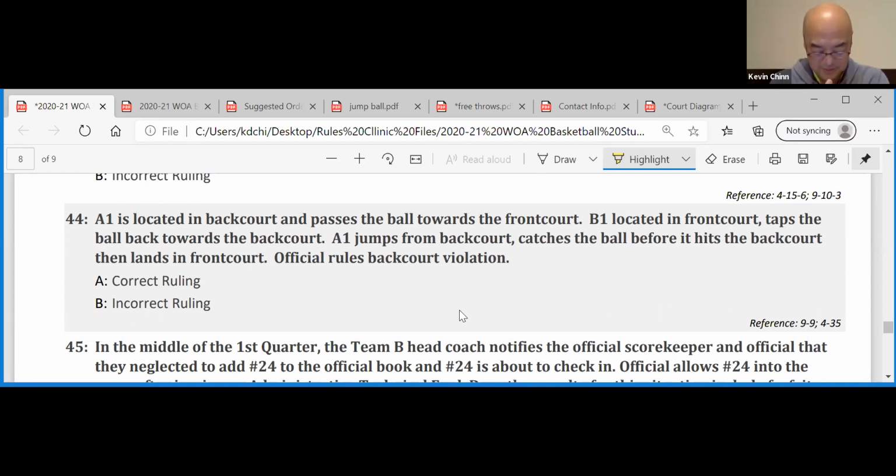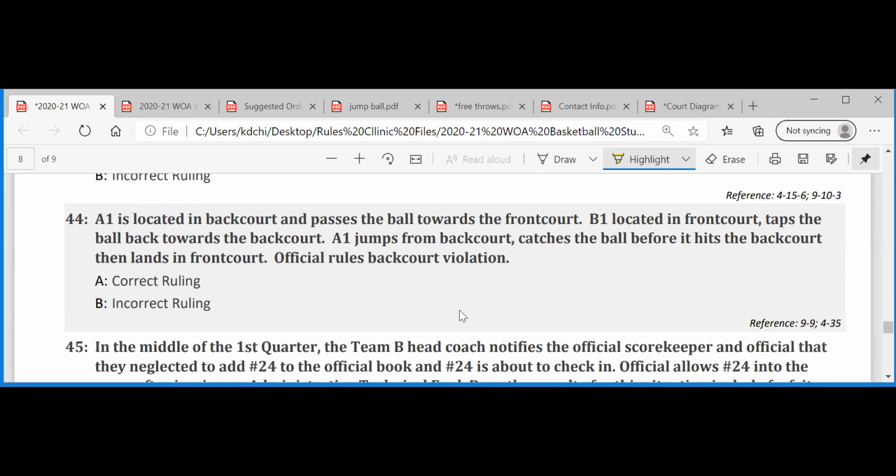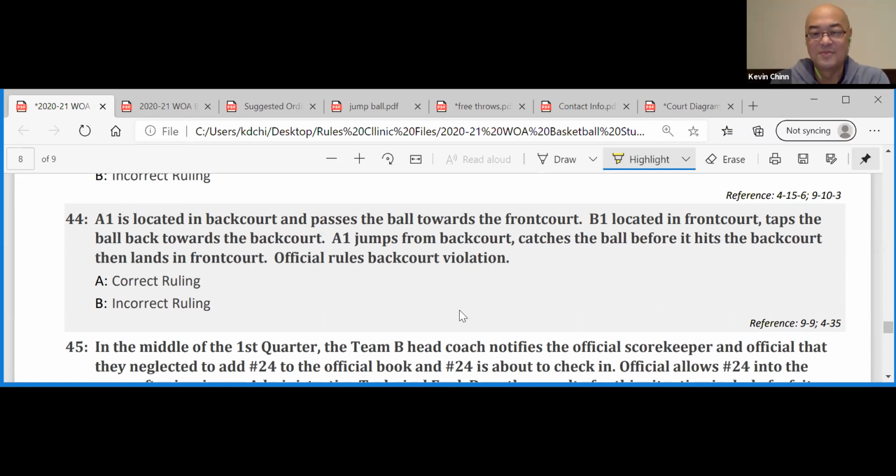That is correct. But it doesn't matter, because B1 touched it. Who caused the ball to go into backcourt? B1. Oh, B1. Oh, got it? Okay. Yeah, the defender caused the ball to go the other direction. Yeah, okay. That's why.